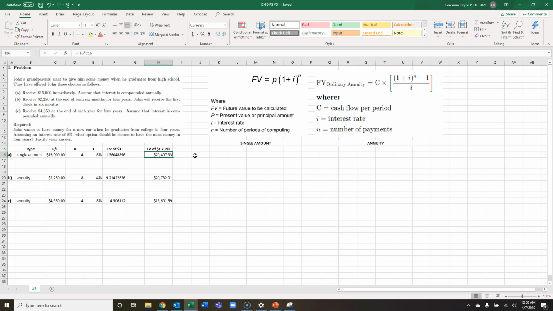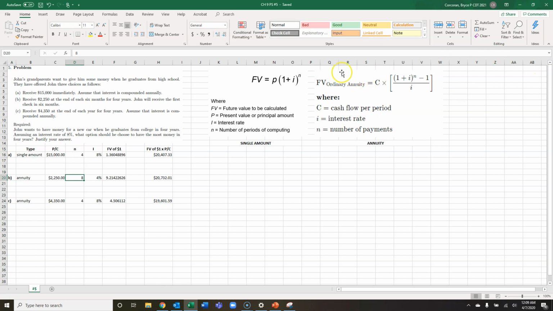The second one, he receives $22.50 at the end of each 6 months for 4 years, and he'll receive the first check in 6 months. So that's going to be an annuity. So that uses this equation here. So your cash flow is $22.50. Your number of periods is 8 because he receives it every 6 months, which is half a year or twice in a year for 4 years. That'll be 8 periods. And his interest rate is 4% because he's receiving it every 6 months. That'll be half of the annual rate.